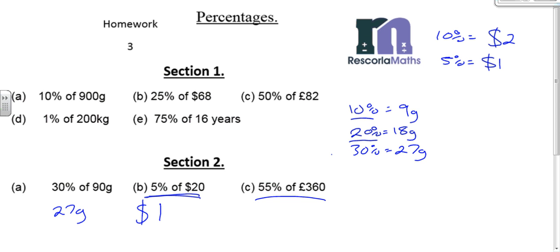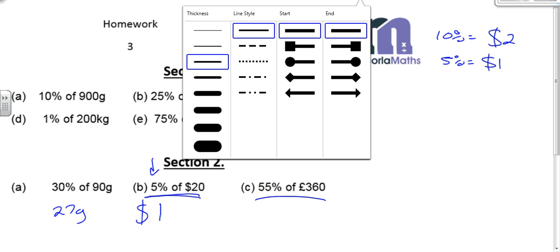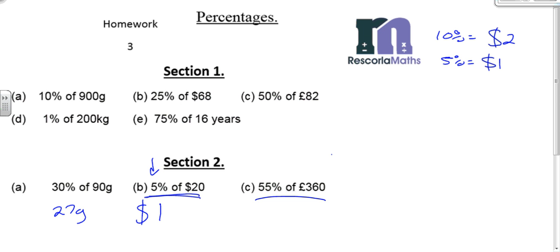Next, 55% of 360. Now we've just looked at how to find 5%. So if we do that, find 10% of 360 first of all. So 10% of 360 equals 36. So 5%, you need to do half of that, and that would equal 18. Now you should also know how to find 50%, because 50% is just half. Now half of 360 isn't straightforward, so what you might need to do is half of 300, half of 60, and then add those together.